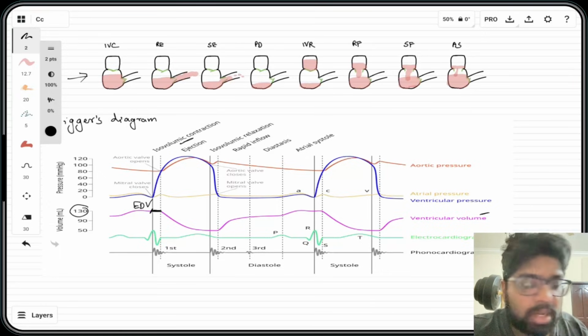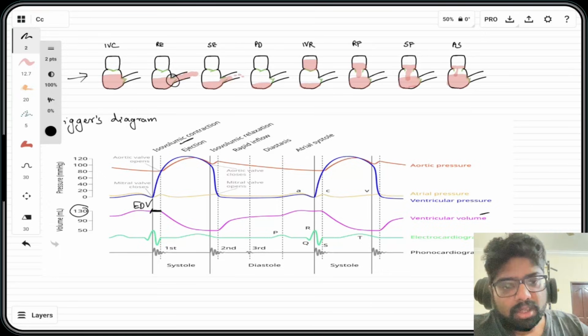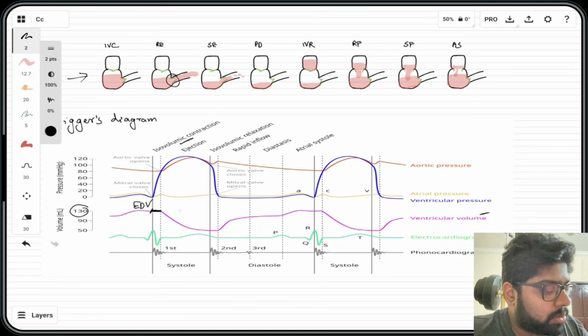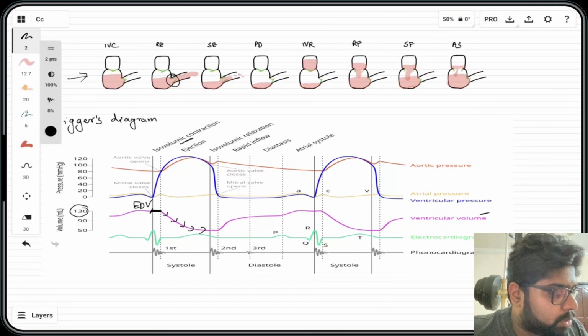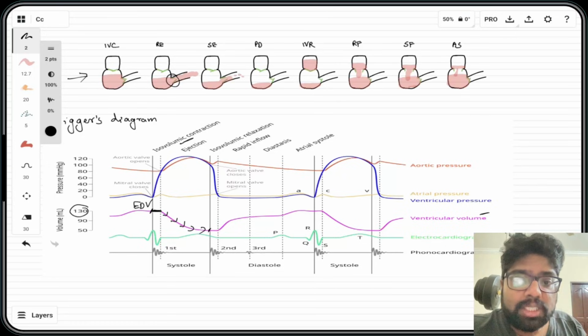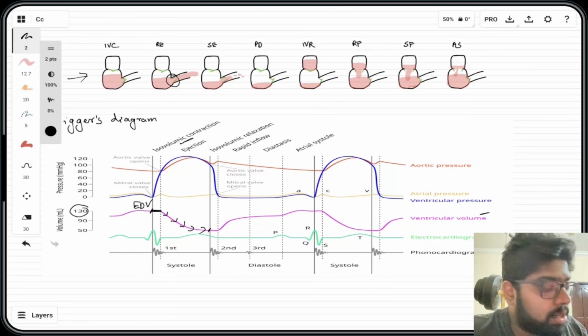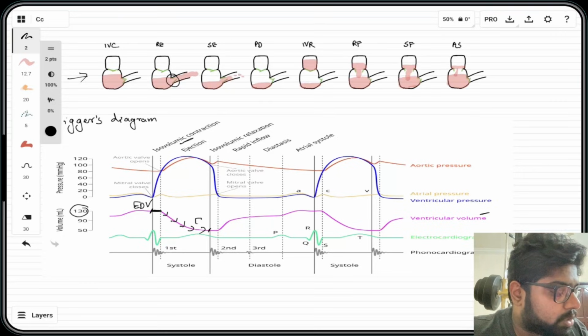Now what happens? The semilunar valves have opened. Blood is being injected out into the aorta. So now the blood volume is going to reduce fast. Rapid ejection phase. After a while, it is going to slow down, slow ejection phase, and the systole has ended here. So what is the amount of blood that is remaining in the ventricle after systole? That is the end systolic volume.